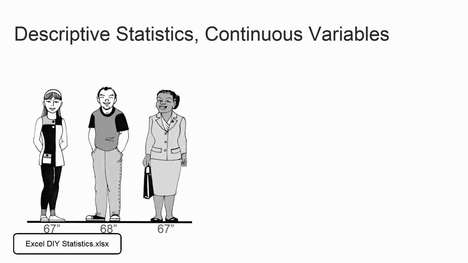To illustrate this point, consider the heights of these 3 people. Their mean height is 67.33 inches. Notice how similar their heights are, 67 inches, 68 inches, and 67 inches. 2 are slightly lower than the mean, and 1 is slightly higher than the mean. In other words, their heights don't deviate much from the mean, hence the relatively low standard deviation of 0.57.